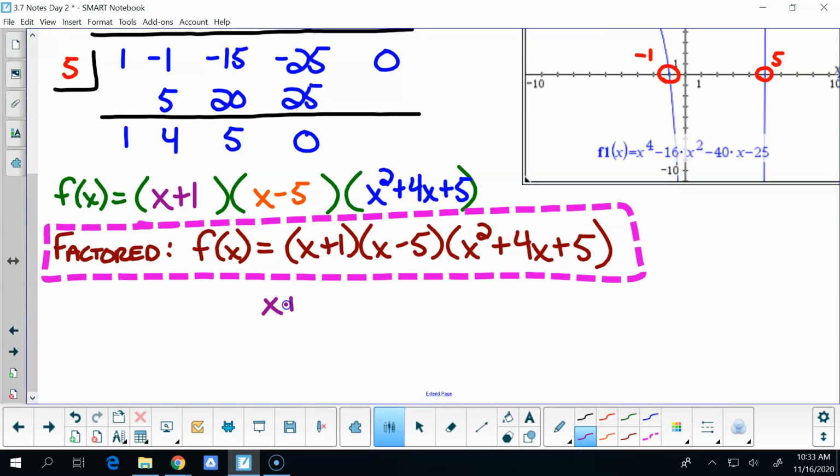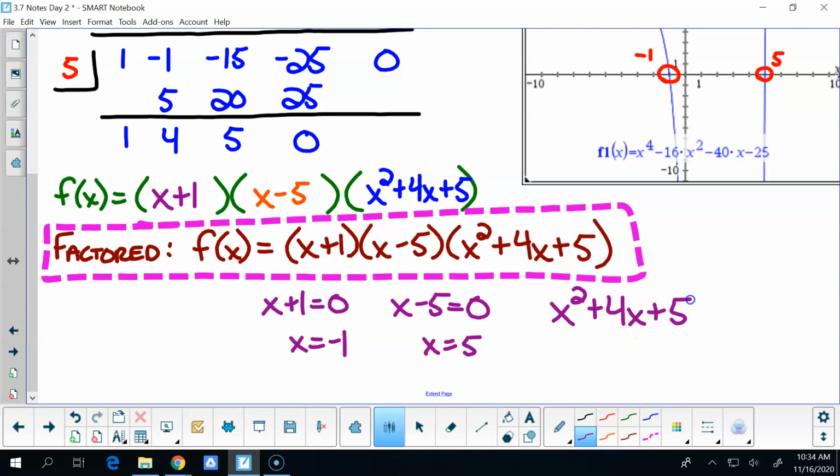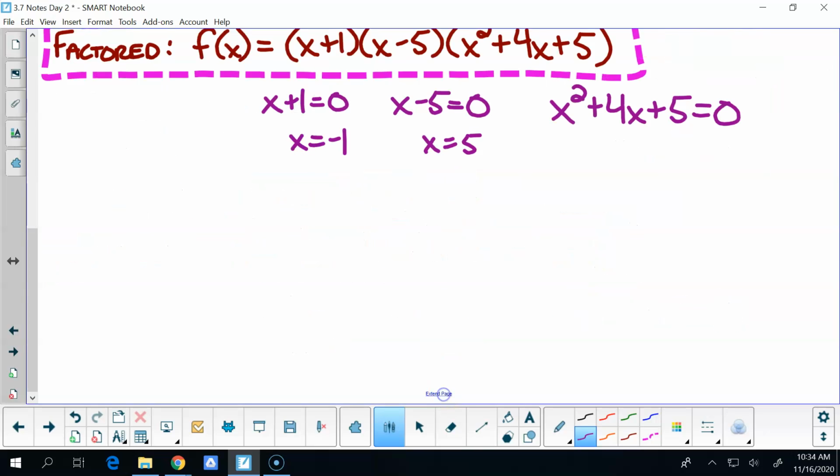So then x plus 1 equals 0 is going to give me x equals negative 1. X minus 5 equals 0 is going to give me x equals 5. And it's just this x squared plus 4x plus 5 that I've got to do a little quadratic formula on. So x is going to equal negative 4 plus or minus the square root of 16 minus 4 times 1 times 5, all over 2.